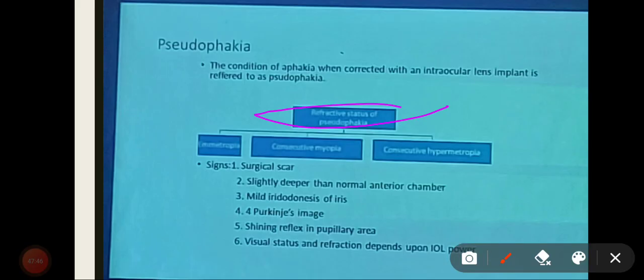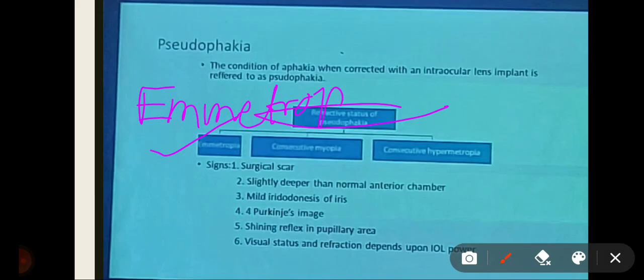The refractive status of the pseudophakic eye depends upon the power of the intraocular lens implanted, as follows. This is not visible, but I will try to say this is emmetropia. What is emmetropia? Emmetropia is the optically normal eye. It is produced when the power of the intraocular lens implanted is exact. It is the most ideal situation. Such patients need plus glasses for near vision only.